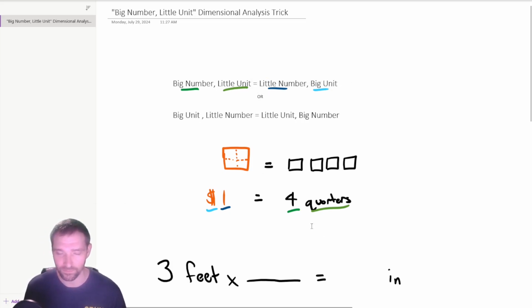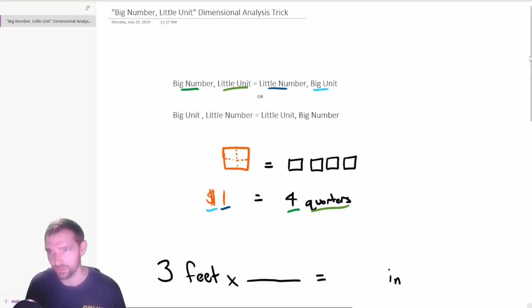So if you have, for example, quarters and dollars, quarters are a smaller unit. So to have an equal amount, it's going to need a bigger number next to it. Quarters right here is the little unit, so it's got a big number next to it. The dollar, having a single dollar, is the smaller number between 1 and 4, and it's with the bigger unit.